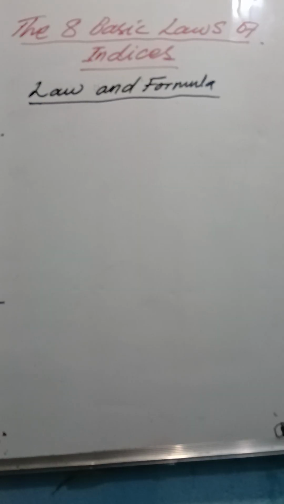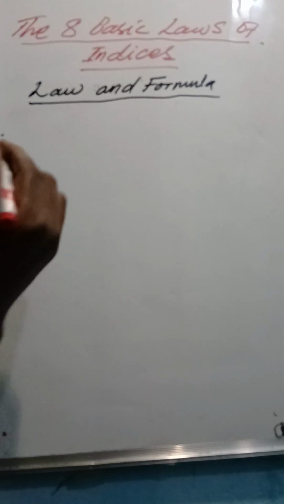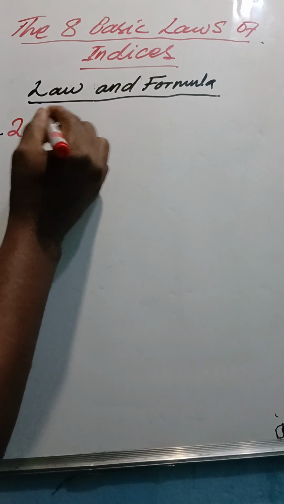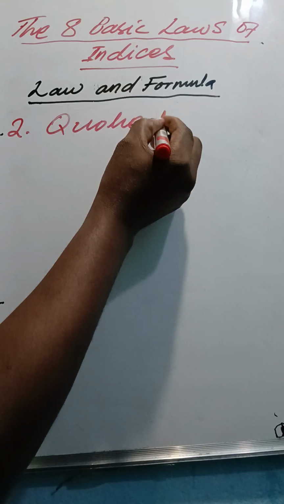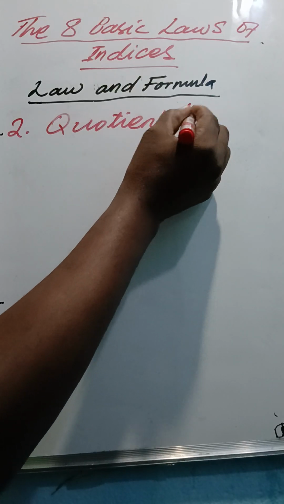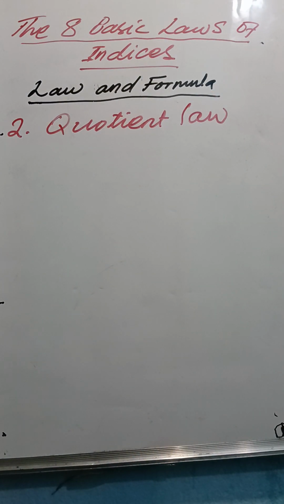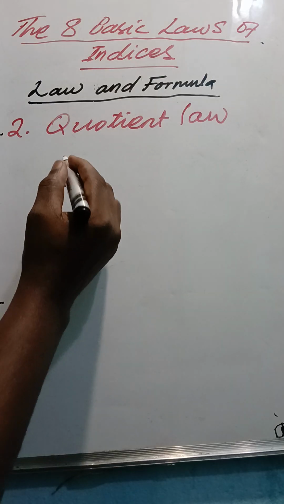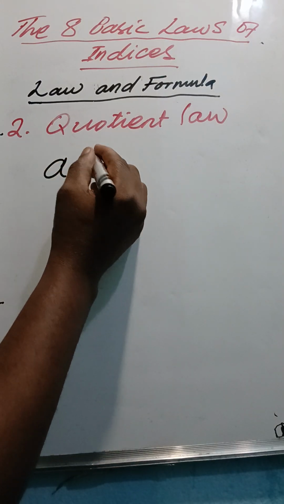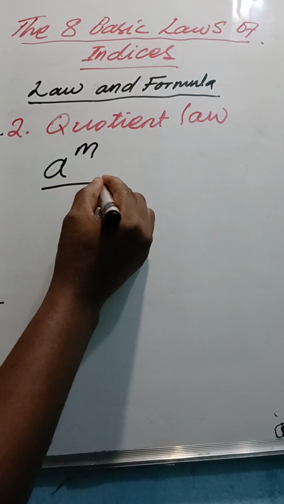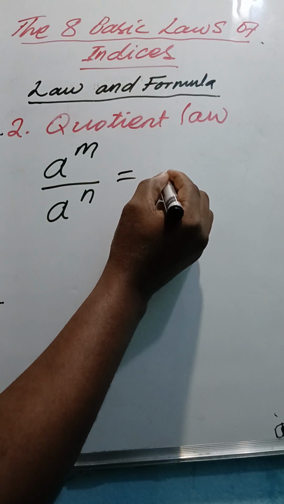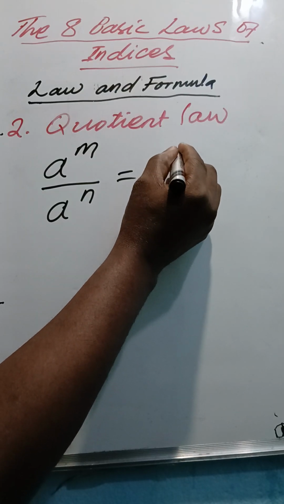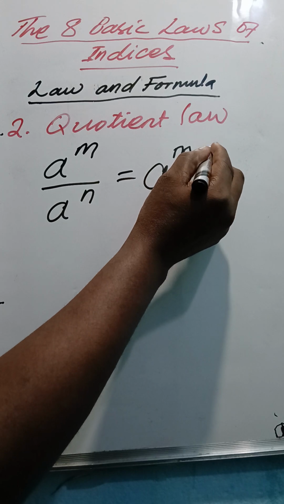All right, so number 2 law is the quotient law. And this law states that a to the power m divided by a to the power n is equal to a to the power m minus n.